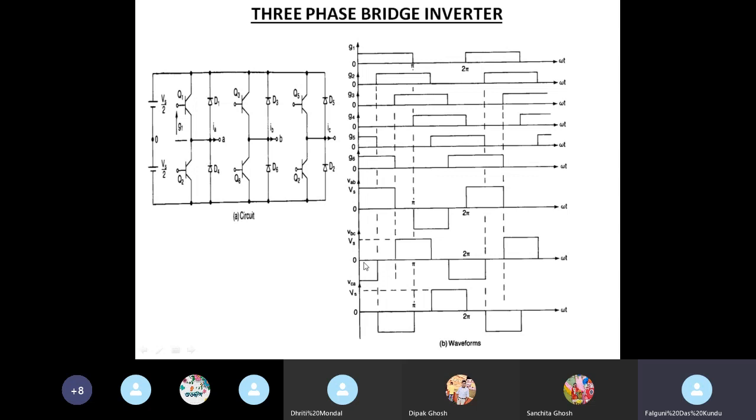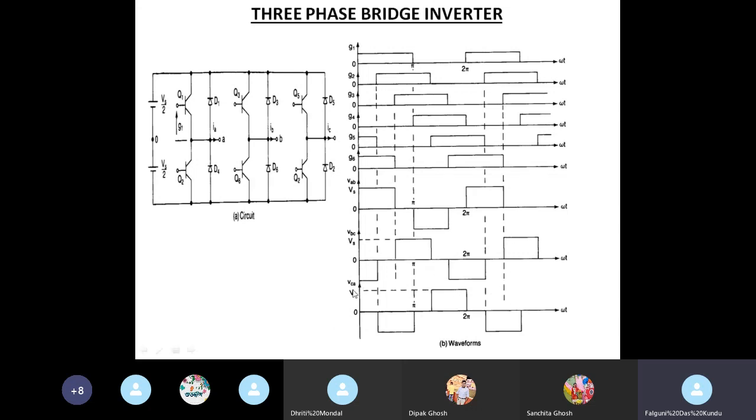Now we go for VBC. That means it is the gating function G3. This is D3 and VBC and D5. So G3 and G5. This is G3 and G5 is here. That's why we get this portion as VBC, whose value is Vs. And again we get the negative signal.